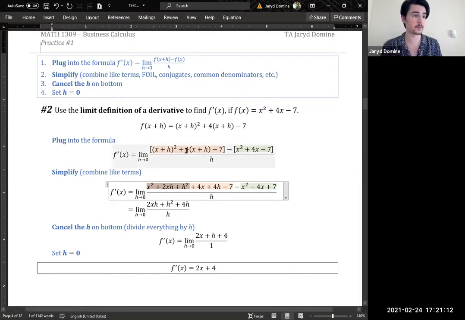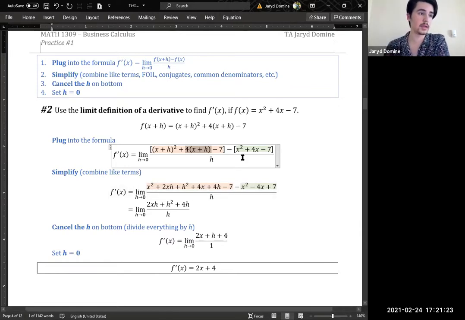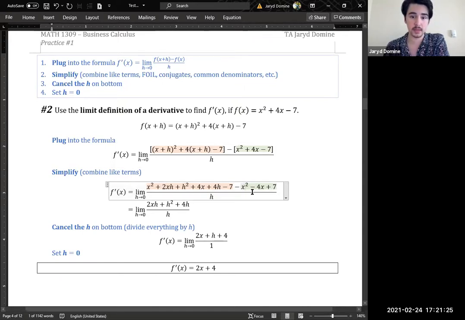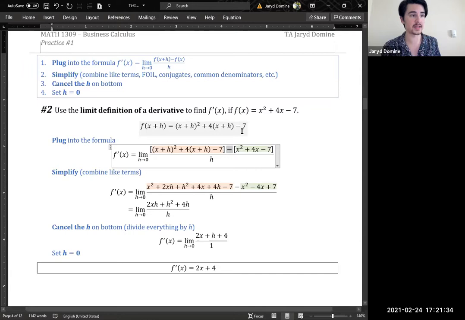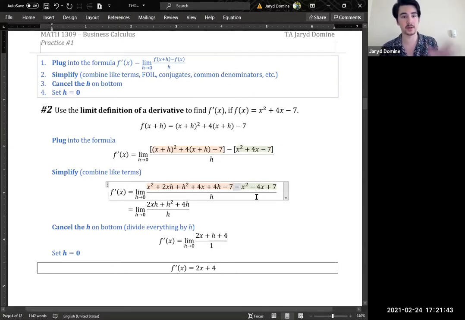So the 4 plus h will be 4x plus 4h. So I'm just getting rid of all the parentheses, basically. All right. And then what I've done on this last part is I've distributed the minus sign. So remember to do this or your answer will be off. So we have minus x squared minus 4x plus 7. So it's minus all this stuff in parentheses. So you take the minus and you put it on everything inside.